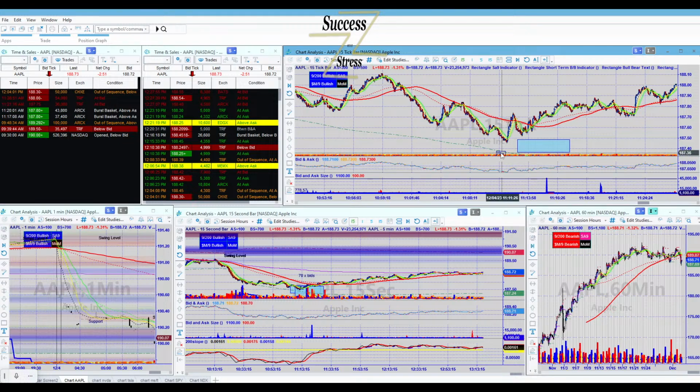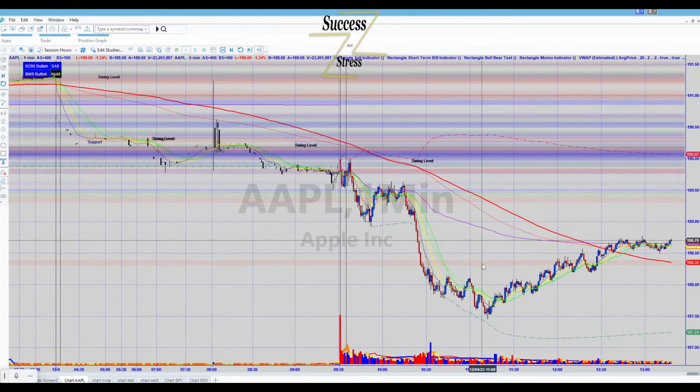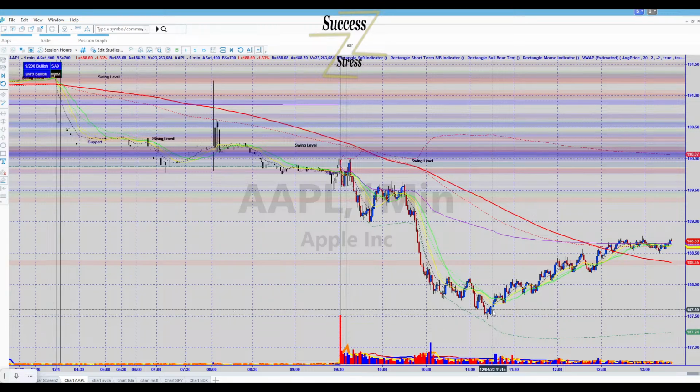It's locked. Unlock it. Put that there. All right, so it's right in here. That high bid size, right? So that is around 11:16. So then if we go to the 1 minute time frame, 11:16, boom, right in here.